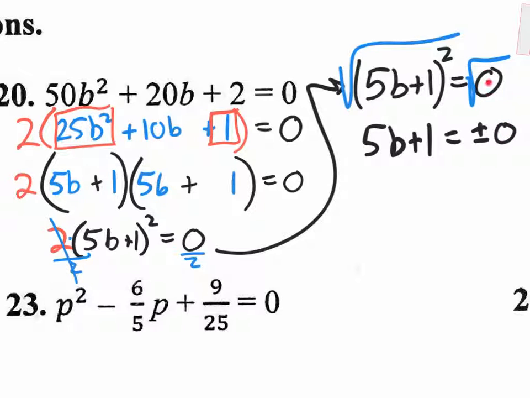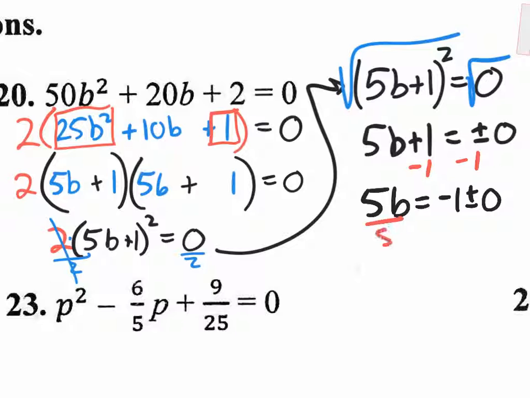Because sometimes you'll actually get a 9 in here, which means you're going to have to add and subtract 3 at the very end of it all. But anyway, plus or minus 0, let's continue working. We're going to subtract 1, subtract 1. Our new equation is 5b equals negative 1 plus or minus 0, which again doesn't make a difference.